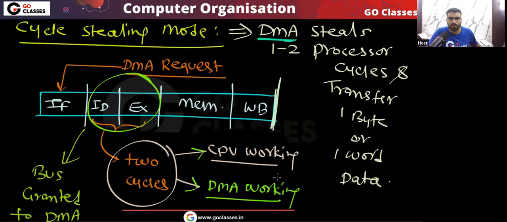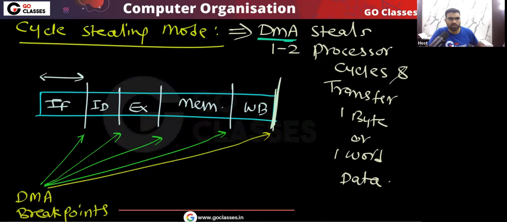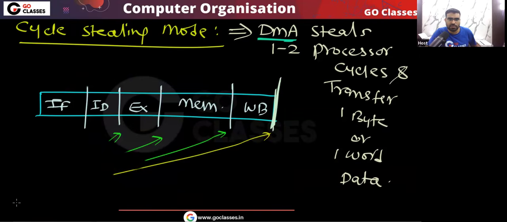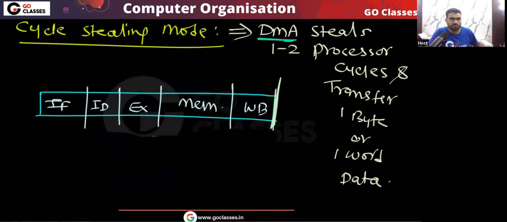DMA is also working. CPU is also working. They are working parallelly. Okay, DMA working means what? DMA working simply means one byte transferred. Okay, so this is the point. Now you consider another situation. What is that? Another situation is, let's assume the DMA request came at this point. Oh, sorry, here. Let's assume DMA request came here.